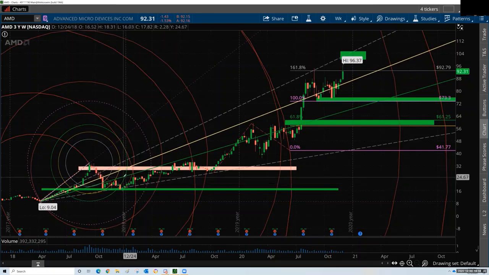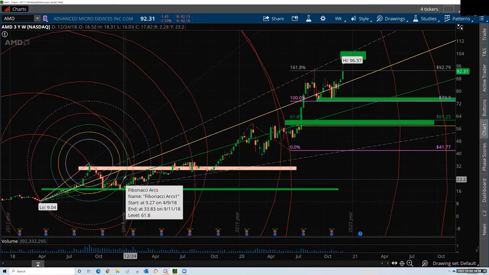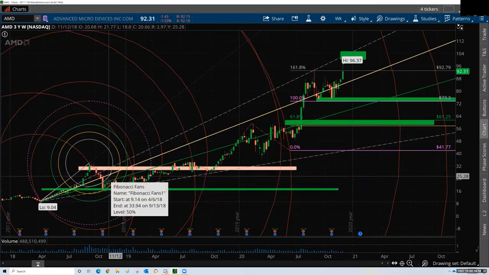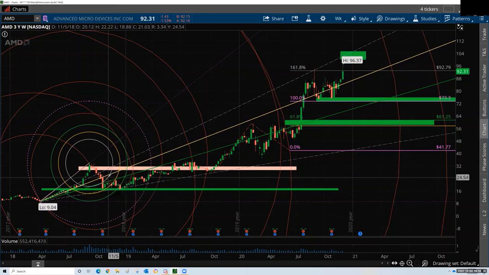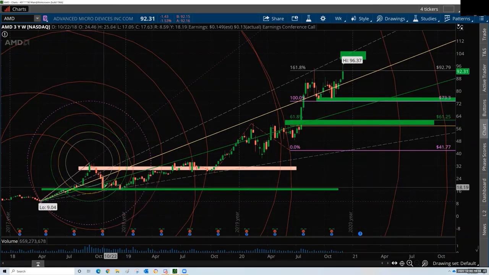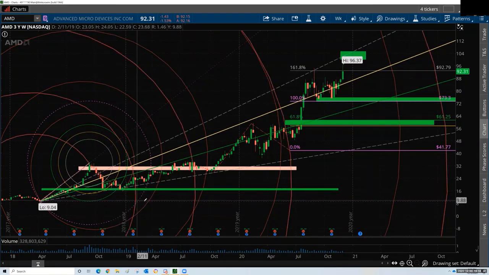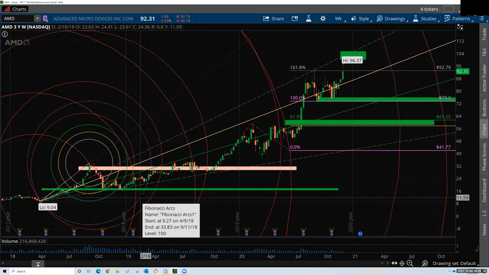I have it coded the same way, where the 61.8 is green, the 50 is yellow, and the 38.2, sorry, 38.2. I don't really use it for the 38.2. I'm looking at the 50 and the 61.8 every single time. And then on this little etchy pink thing out here, that's the 100. So that's 100% of the move in the cycle.